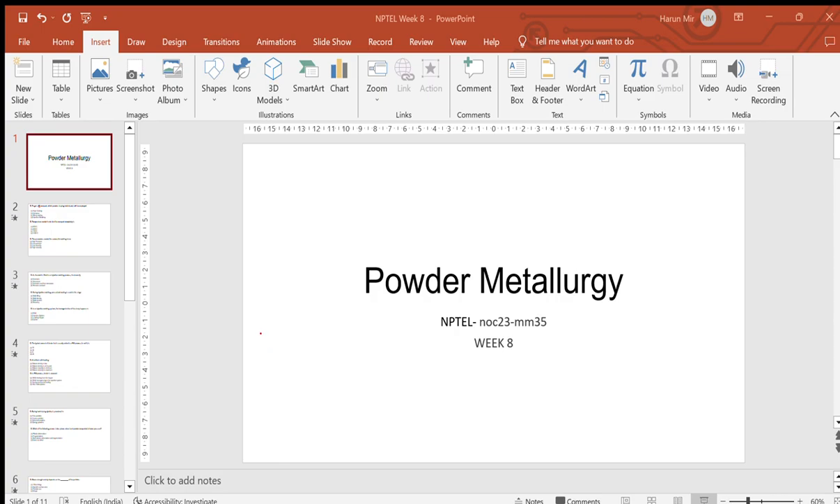Then we have another question that says that the typical amount of binder that is usually added in a PIM process is 70, 35, or 40. So what is the volume percentage of binder that is required in injection molding? The answer is 40% of the binder is added, because this needs to be optimized.